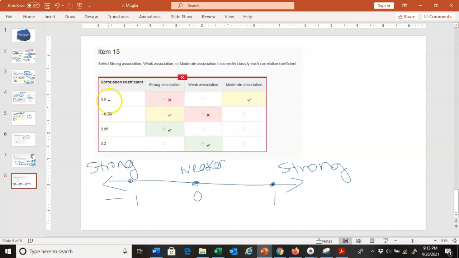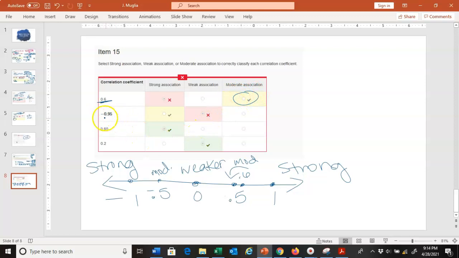So let's look and see. 0.6. Here's 0.5. 0.6 is just above 0.5, so it's definitely closer to the middle, right? So we would call that moderate. I say middle, like between 0 and 1. That's a good way to figure out where moderate is. It's halfway in between weak and strong. So that one would be moderate.